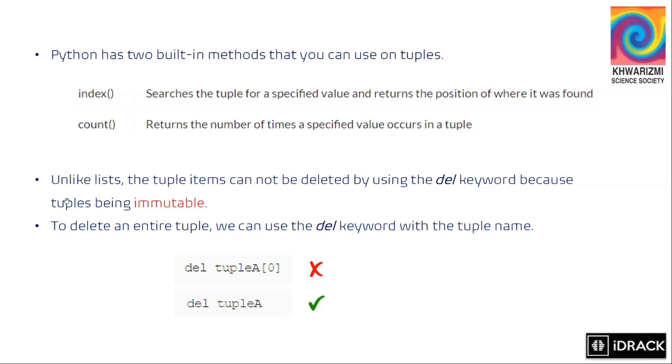Again, I'll probably be repeating this a number of times, but unlike lists, the items cannot be deleted by using the delete keyword because they're immutable. If you need to delete an entire tuple, you can use the delete keyword with the tuple name, but you cannot give it an index argument. If you tried deleting, let's say, index 0 of it, it's going to give you an error. But you can use it with just the name and it would automatically delete it.